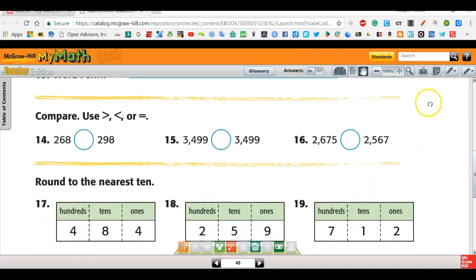So if you look at 13 and 14, and 14, 15, and 16, we're going to use greater than, less than, or equal to. All right, so I have 268. Is that greater than, less than, or equal to 298? Less than. Obviously, the numbers in the hundreds place are the same. Then I'm looking at the numbers in the tens place. I have a 6 and a 9. Obviously, 6 is less than 9, right? So that would be less than.